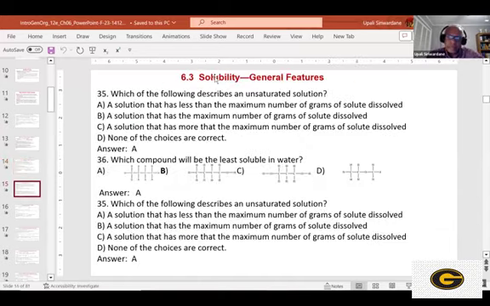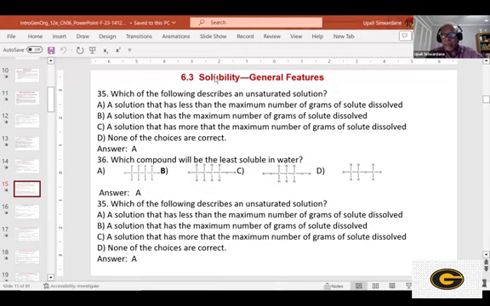We also look into structures and predict what is soluble in water. For example, problem 36. We look at the structures. Water-soluble compounds are compounds with OH groups. OH groups are in structure B and C. Therefore, they are most soluble.